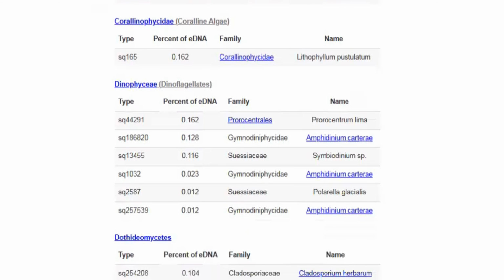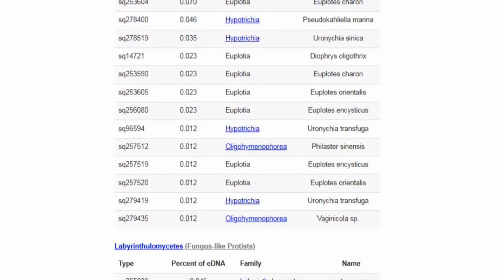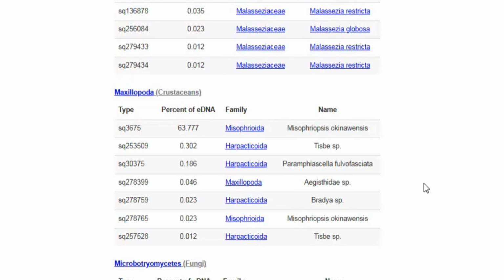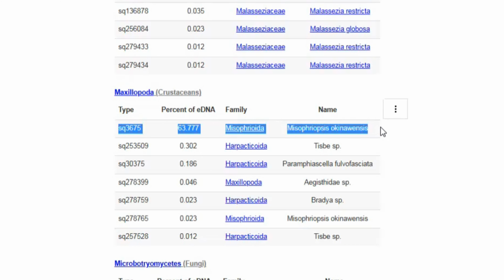Let's go ahead and scroll down to the maxillopods. So this is a group of crustaceans that includes, in this case, all of the ones that are shown are copepods. If you look at the top hit, just kind of highlight it there, you see that this makes up 63% of the DNA in your sample. Oh, that's kind of shocking.